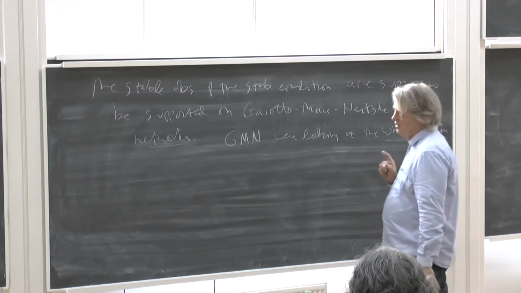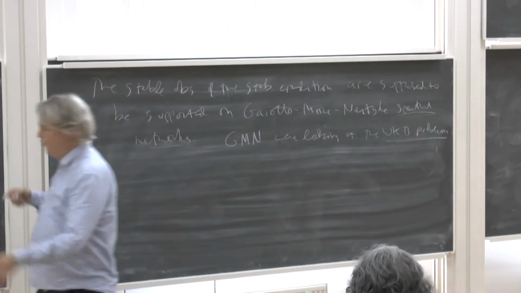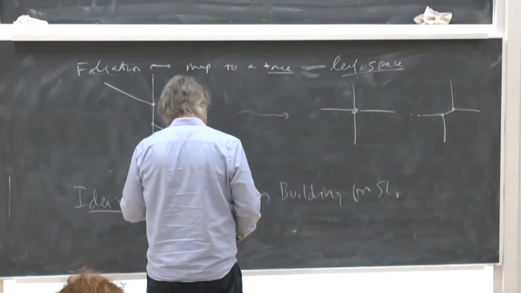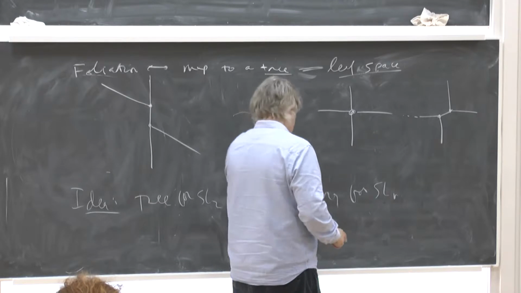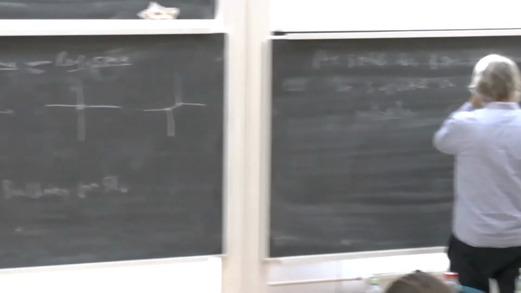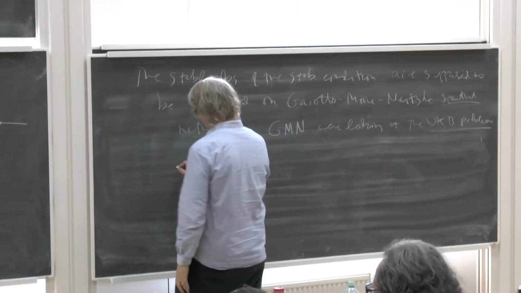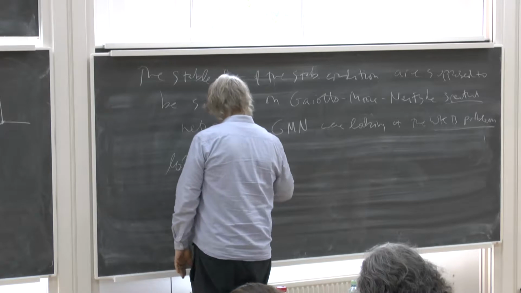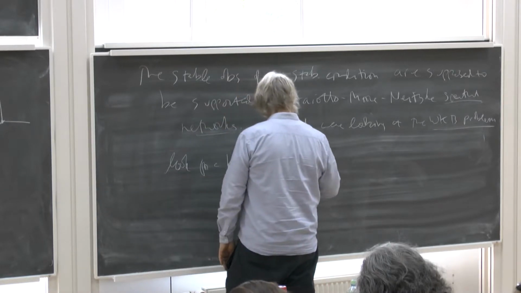But okay, so the other part of this mnemonic idea was that if we want to look for a building, and we want to have spectral networks play a role in some way, then the idea is to look for a building WKB.